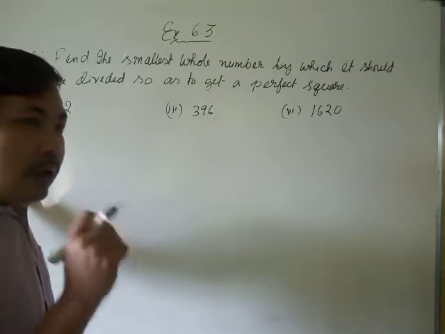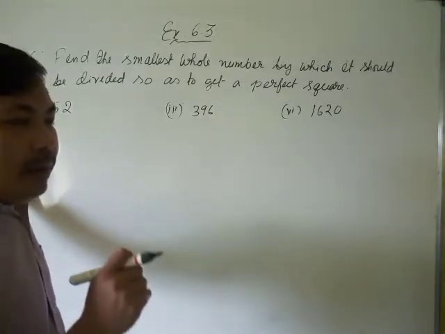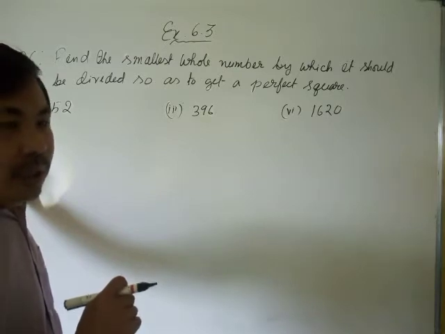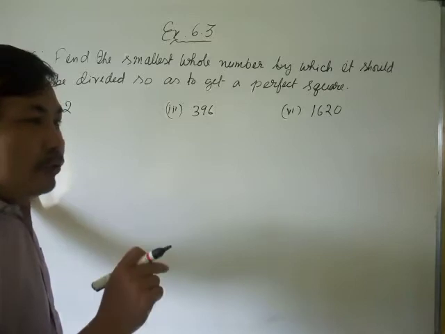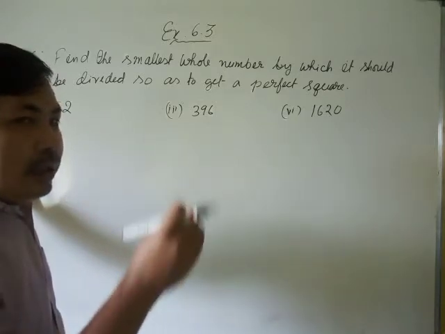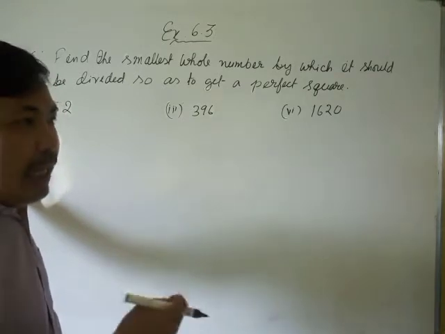So we must make a perfect square by dividing by a number. What is that number we are going to find out? How we find it is the same process as in question number 5, where we found what to multiply. Here it is what to be divided. Okay, so let us see.